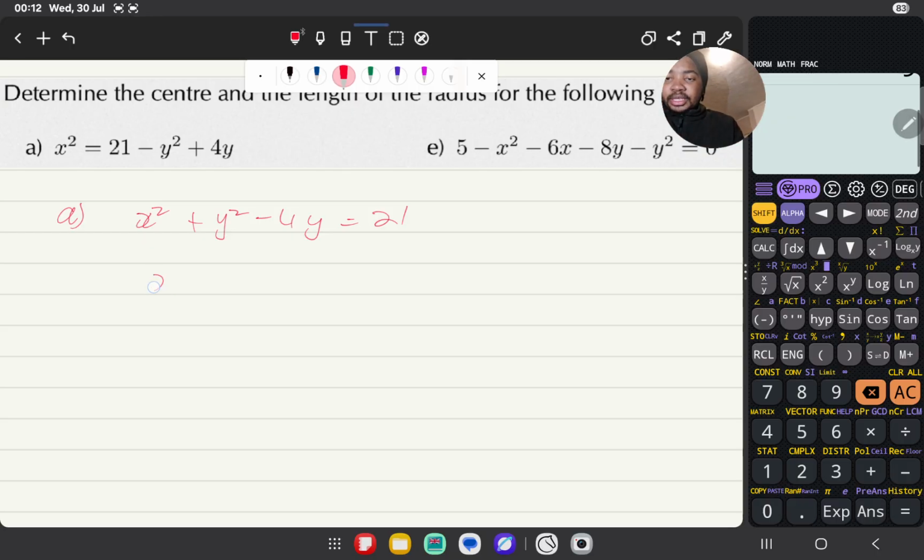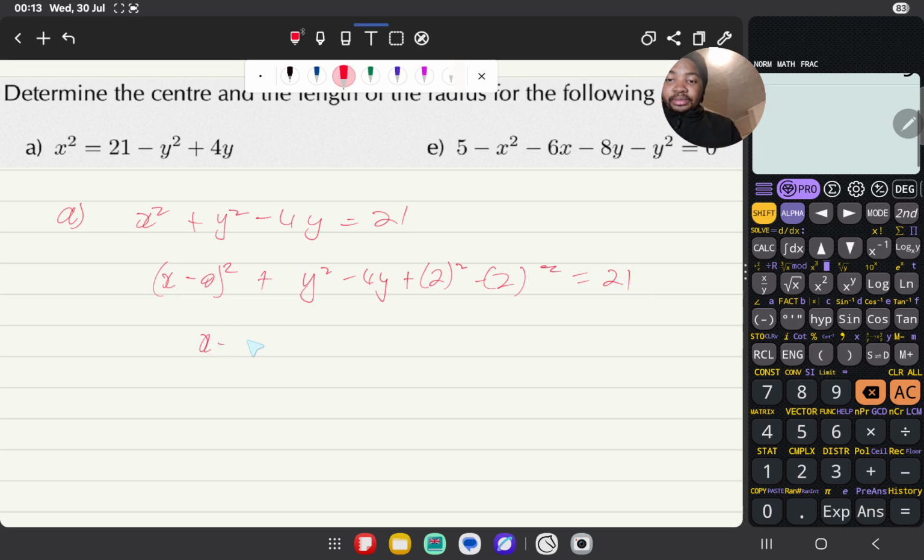So here I can just say x squared. Now I can just say (x minus 0) squared plus y squared minus 4y. I take the value divided by 2, I get 2. So I'm going to have plus 2 squared minus 2 squared equals 21.